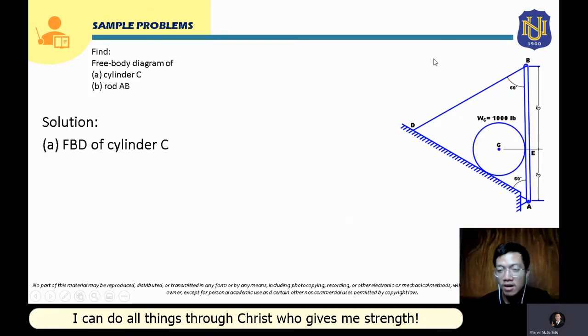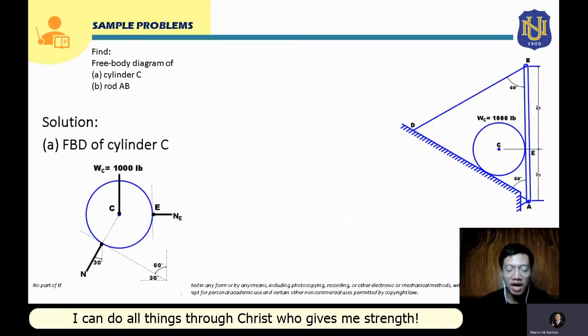So we will remove them, and after we draw our cylinder, we are going to show or draw the applied force. In this case, the applied force is the weight of the cylinder, which is 1,000 pounds. It will be applied at the center of gravity. So this will be the center of gravity of this circle, and the weight will be applied here. It will be downward, of course.